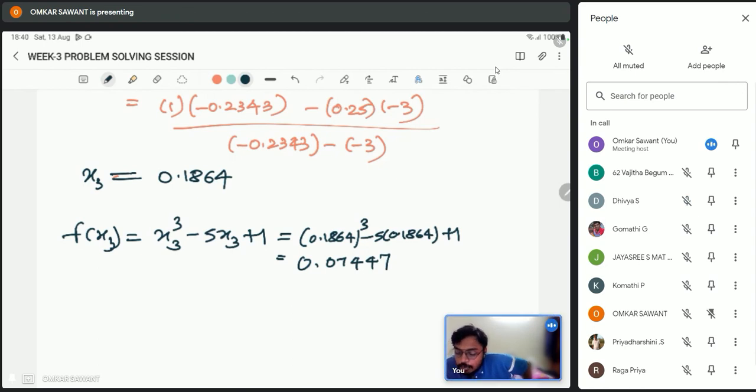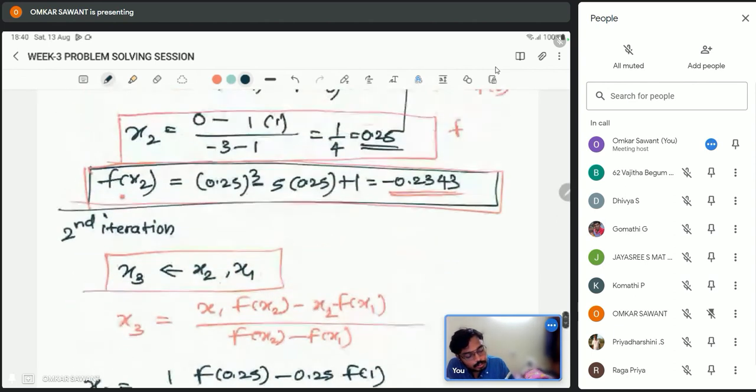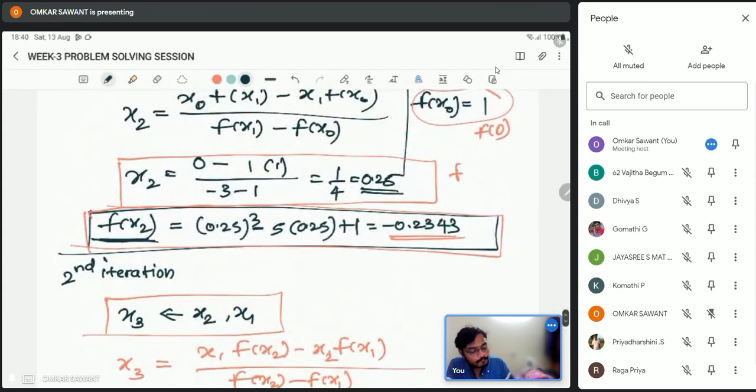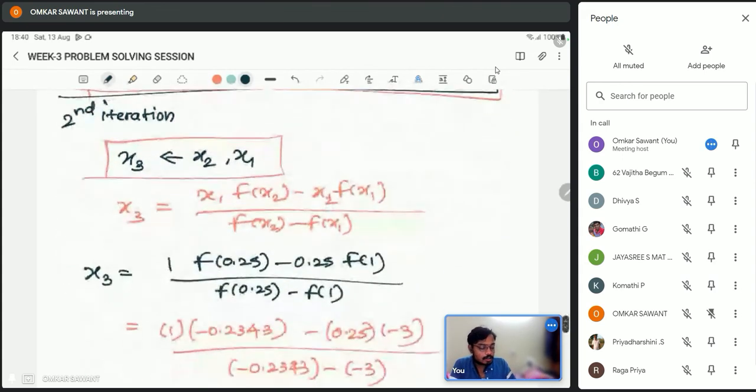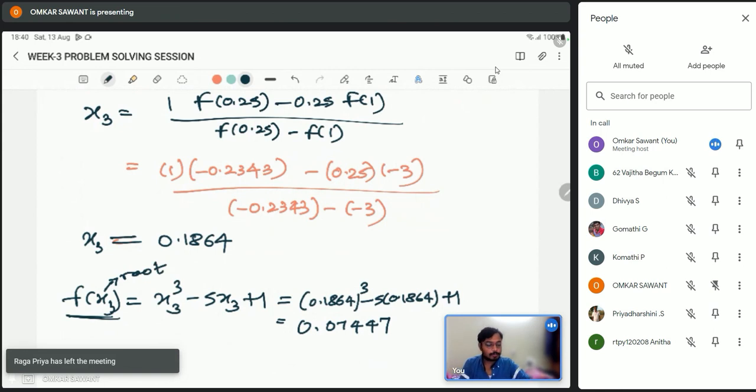You will keep on calculating, and eventually the values of this f and the previous f will get reduced, and then that corresponding x will be your root. This is very simple.